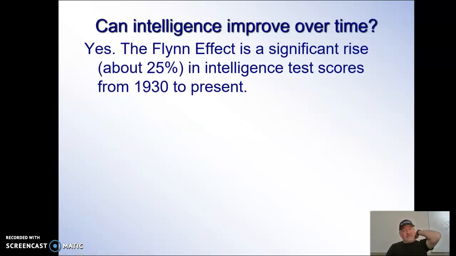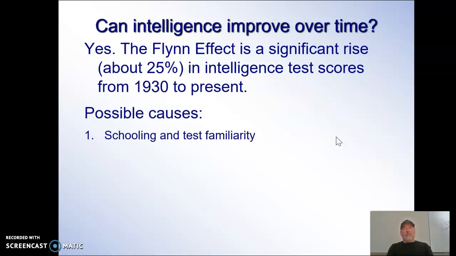Wow, this is a crazy one. This is a researcher, I don't remember his first name, but it's called the Flynn effect. And what he found is that test scores are rising over time, that they've been rising about 25%. Why? That's so weird. It seems like we're getting dumber, but we're not. We're actually getting smarter. Why?